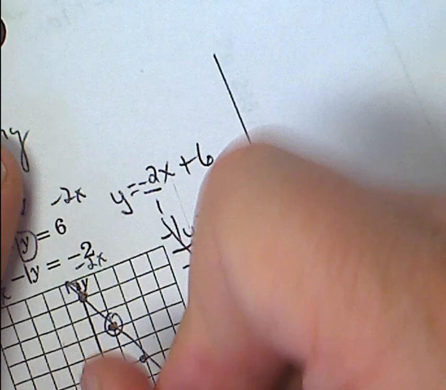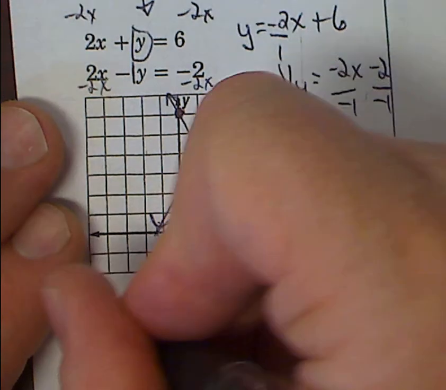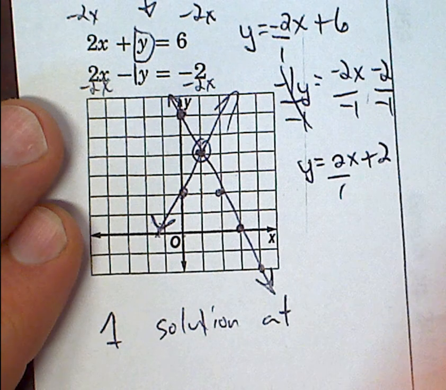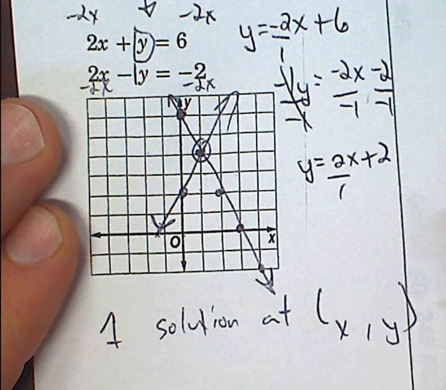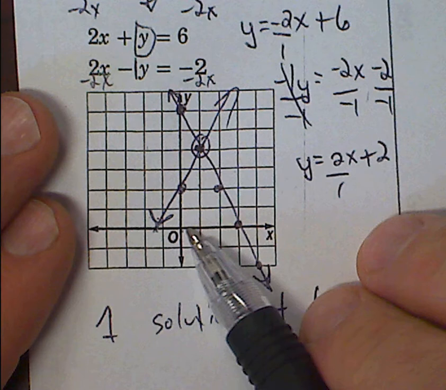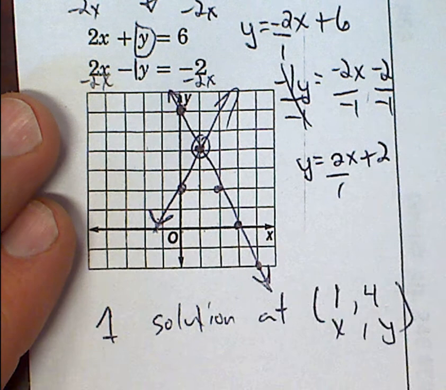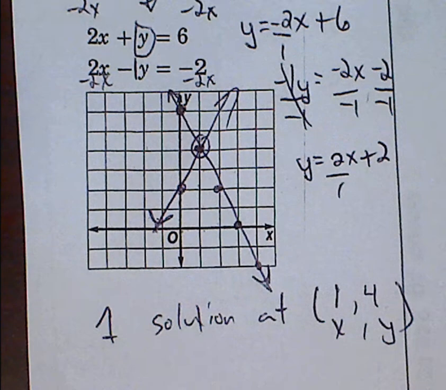So this is where they intersect. So how many solutions do I have? I have one solution, and then you tell me where they intersect. They intersect at 1, 1, 2, 3, 4. They intersect at 1, comma, 4. So now I know what my answer is. 1, 4.